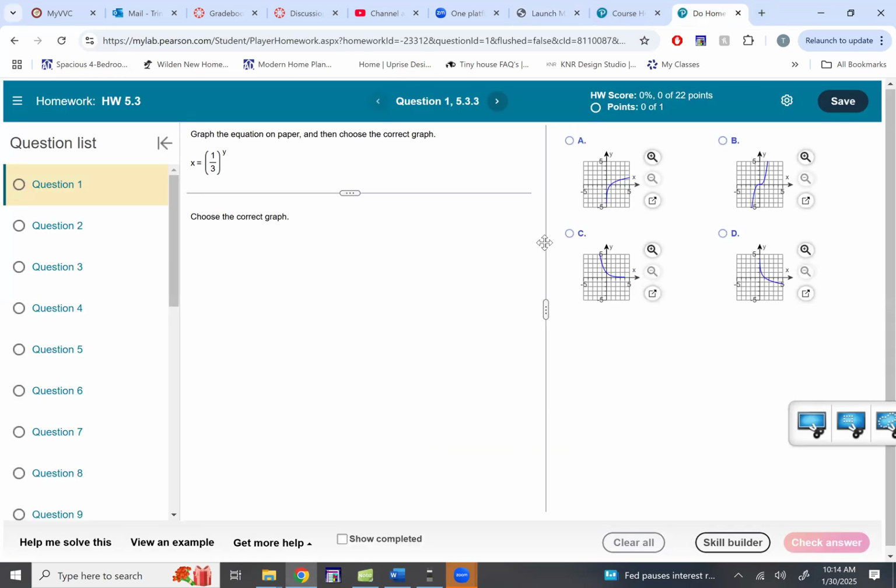Okay? So let's go see if we can pick that out of a lineup here. Well, the one that looks the closest would have to be D because it's respecting the asymptote, right? This one crossed over the asymptote. It has the correct shape, but looks like D is going to be the winner. Let's check it out.